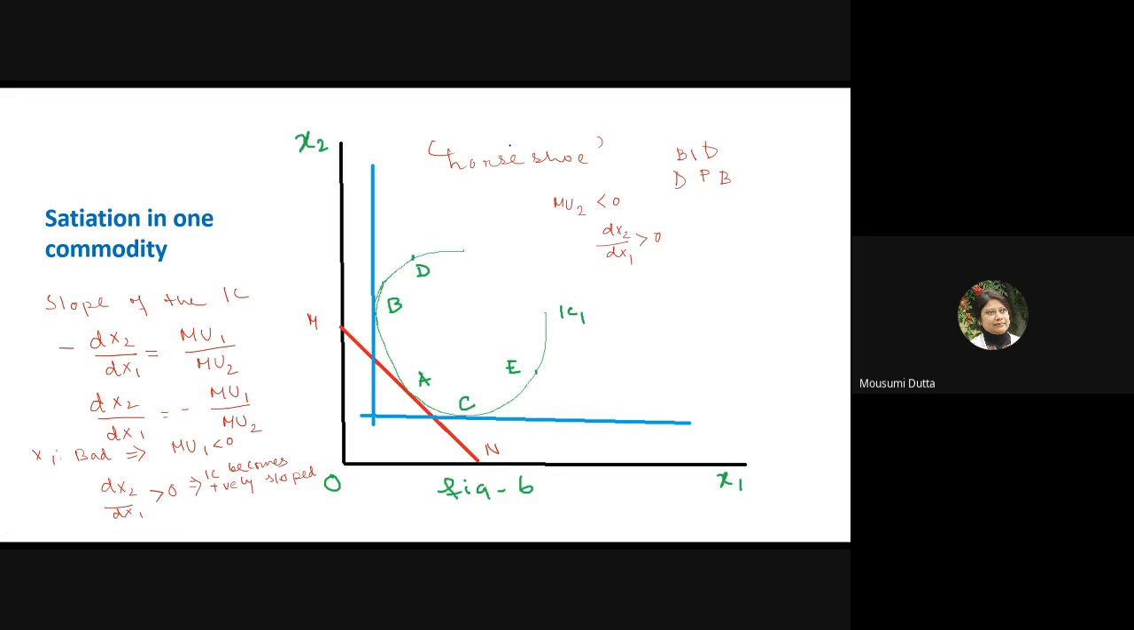So please add: existence of this type of saturation, however, does not affect the equilibrium at A.